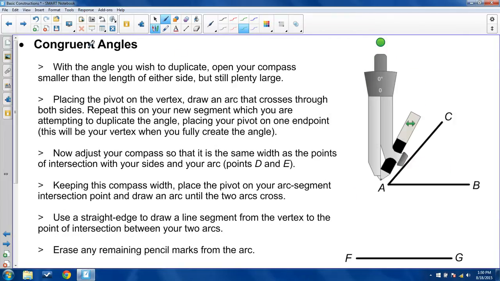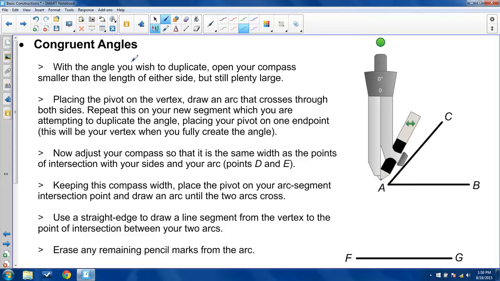Okay, let's look at congruent angles. This one has a few more steps that are just a little more difficult to follow, but go ahead and try and follow along here. So here we have an angle. Now, it doesn't necessarily matter how long this thing is. You want some length in it, though. I'll show you why in a moment. You're going to want to draw an arc here.